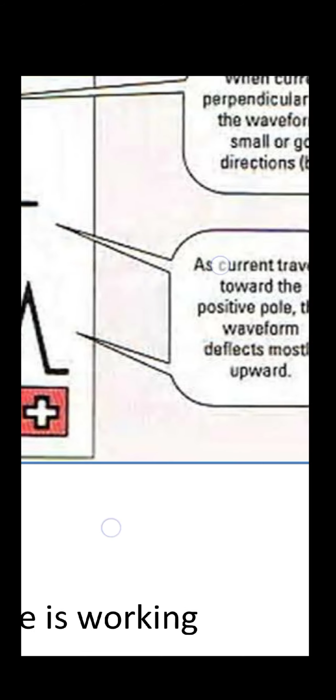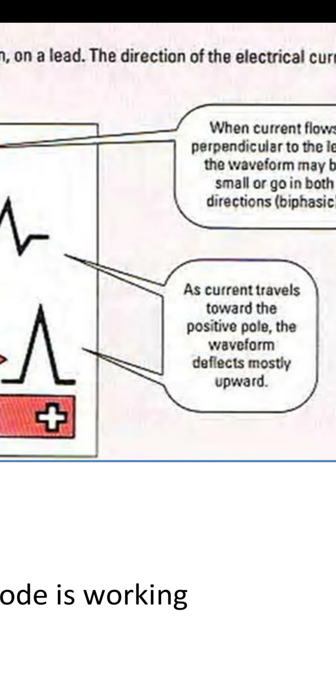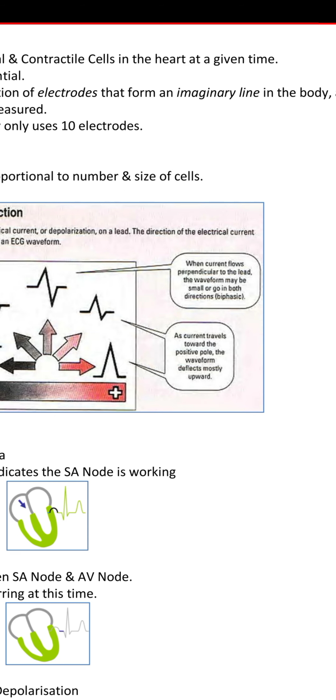Next is the positive side of the lead. As the current travels towards the positive pole, the waveform deflects mostly upward. This is exactly the opposite of negative current flow. In this case the waveform deflects mostly upward.